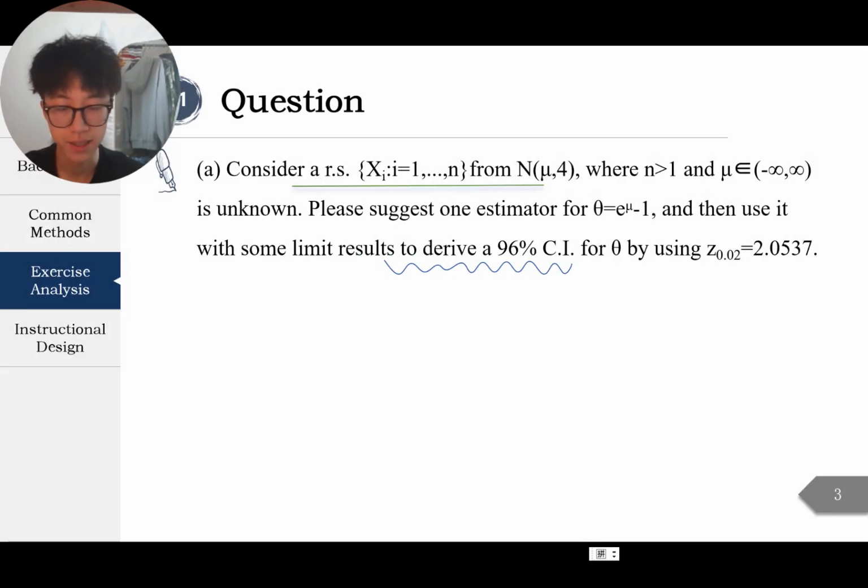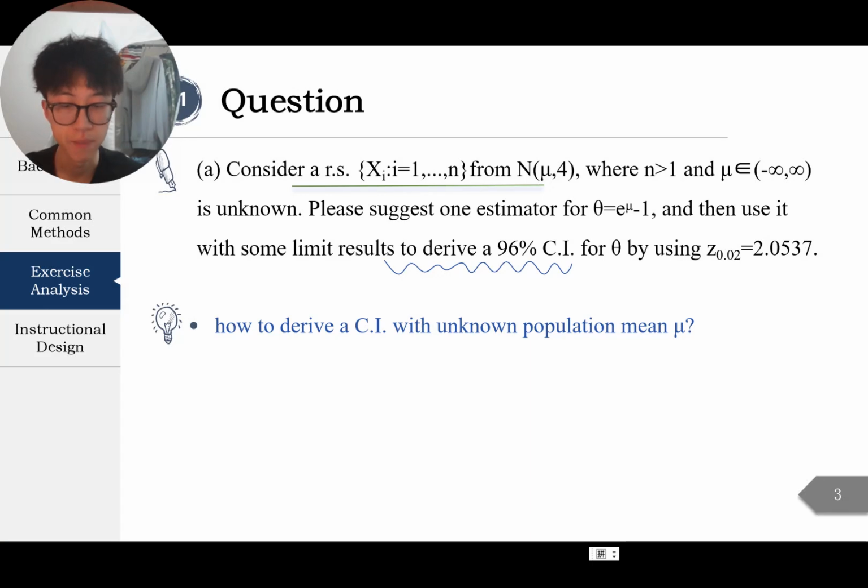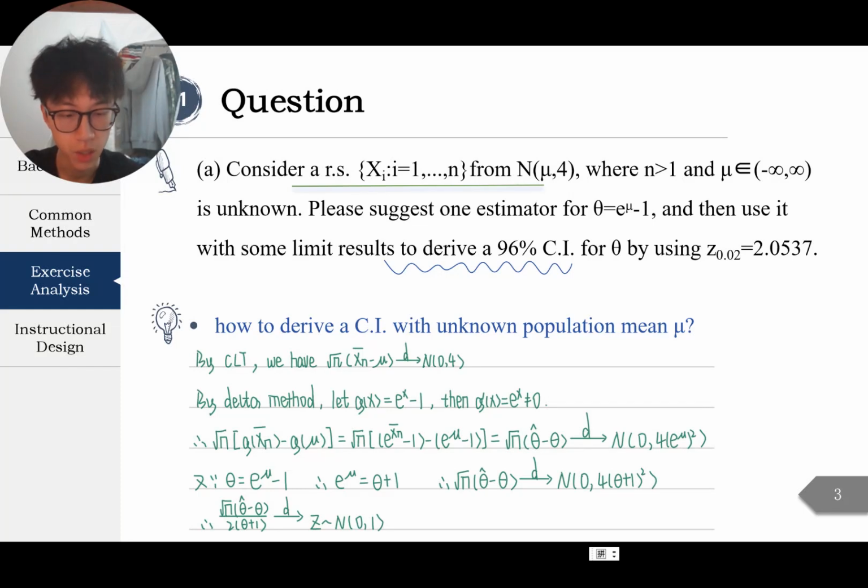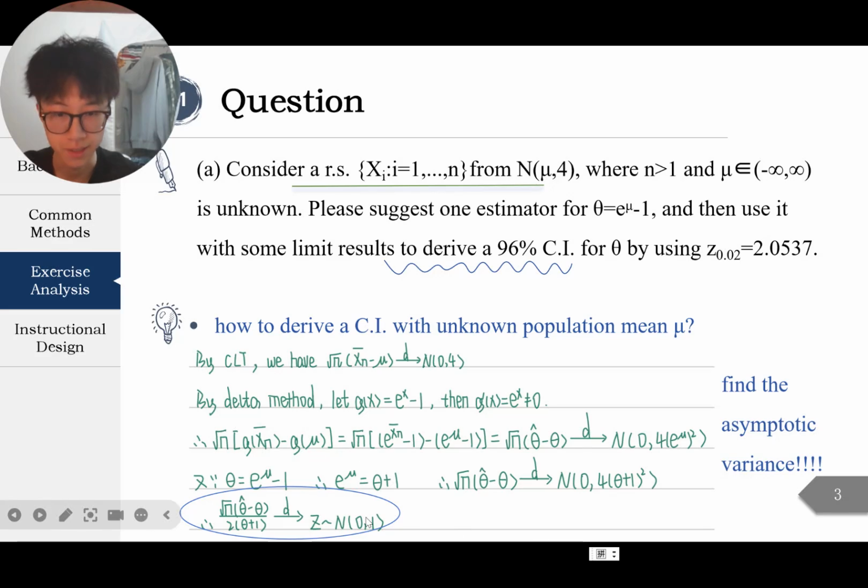Next, with respect to the second question, we need to consider how to get a 96% confidence interval for the parameter theta. Here, we can use the central limit theorem and the delta method to obtain the asymptotic variance by constructing a function whose first-order derivative exists and is not zero. And then we can obtain a random variable that obeys a standard normal distribution that contains theta, like this.